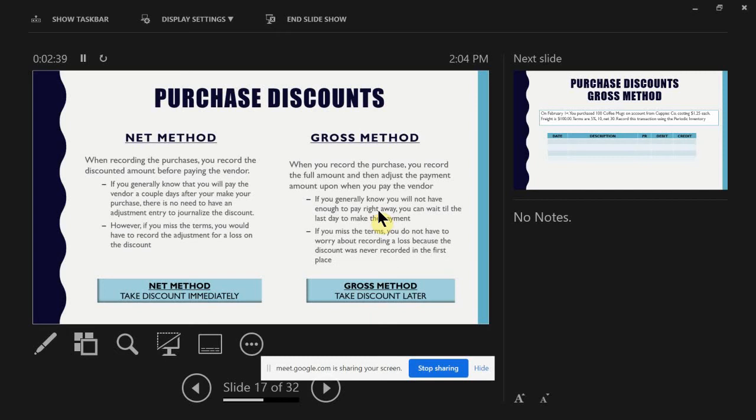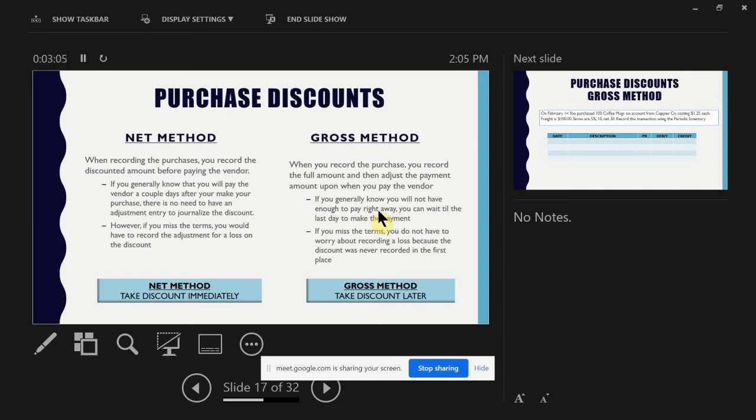Now, if you've been a long-running company and you're good at paying your bills on time, then the net method should be available to you. You're allowed to use it. So once again, the net method is for people who pay their bills on time, or who keep track of their bills really well, or if they make a purchase, they know they're going to pay within 3 days.